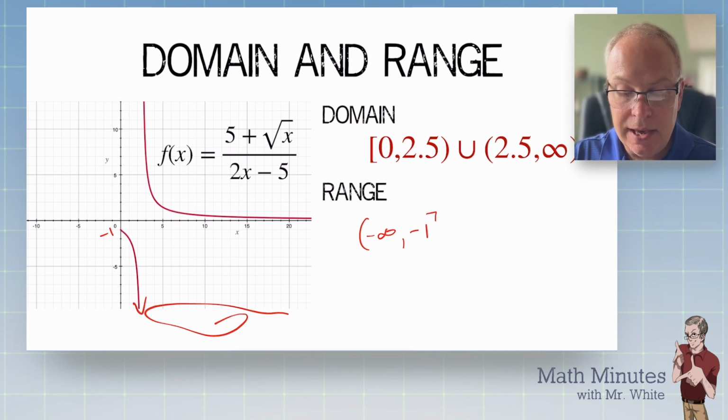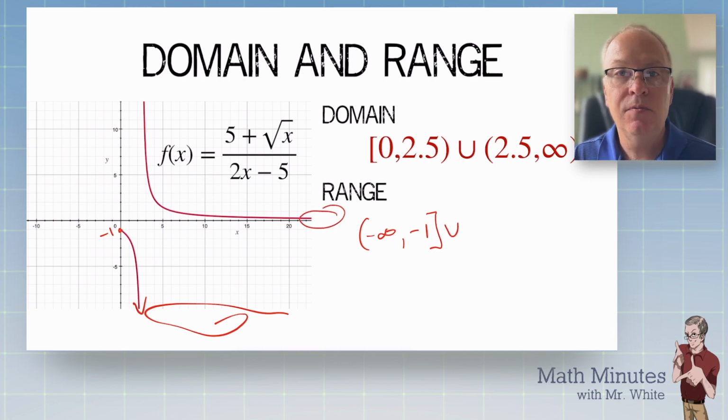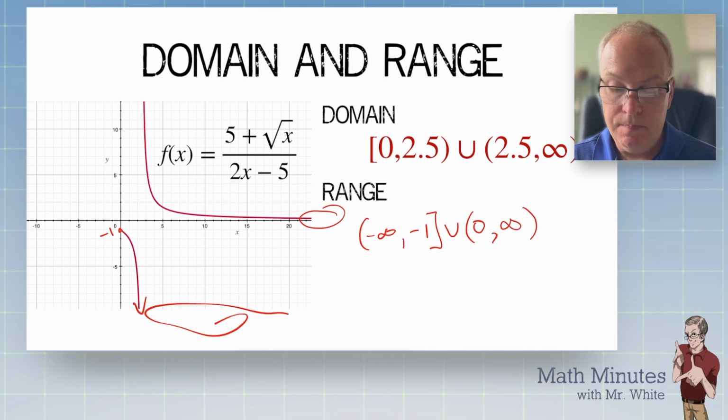And it looks like it gets there, right? There's a closed circle there. But then it skips. And it sure looks like this is coming in for a landing on the x-axis. So in other words, y is never going to be 0. We're going to always be a hair above 0, a little bit above 0. And then we're going to go forever northward, upward there. So that's the range on that thing, okay?